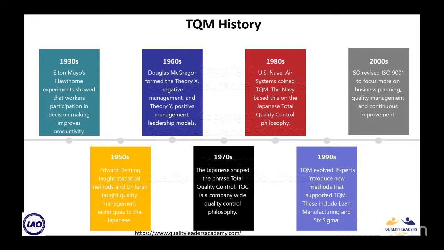So what does that tell us? It tells us quality matured from inspecting products to managing processes to leading organizations through continuous improvements. That's a big shift. Okay. So this is the evolution of TQM in a way.